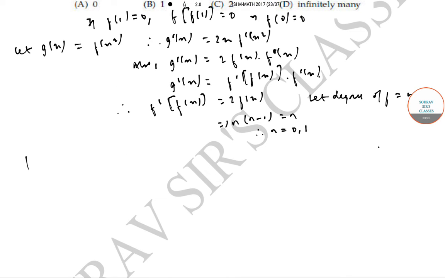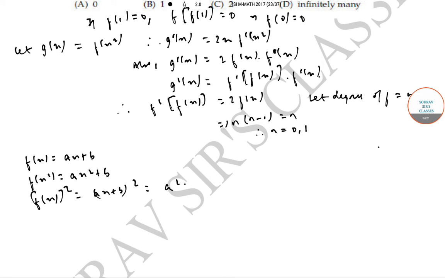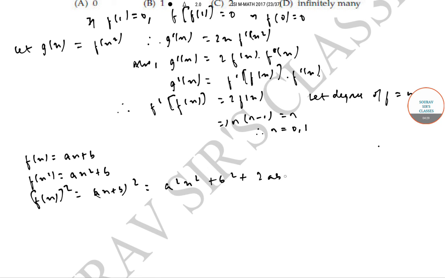Now let f(x) is equal to ax plus b and f(x squared) is equal to ax squared plus b. And so (f(x)) whole squared is equal to (ax plus b) whole squared is equal to a squared x squared plus b squared plus 2abx.